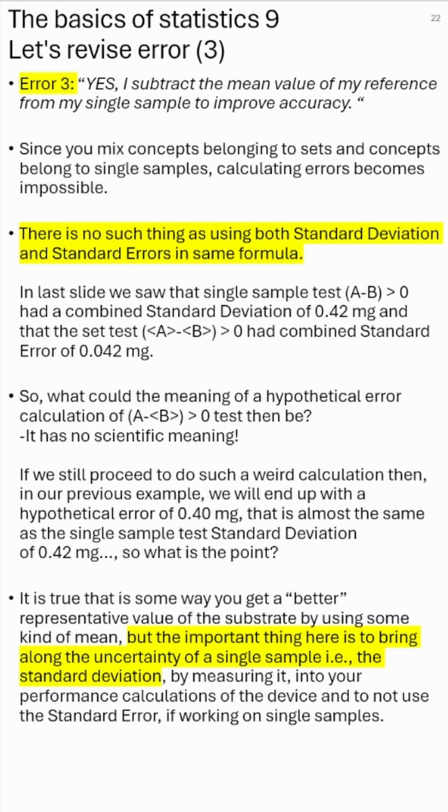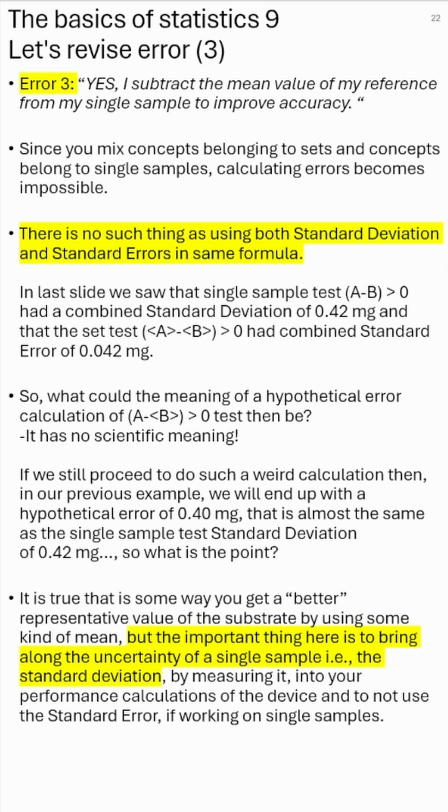The basics of statistics 9. So let's revise the deadly error 3. You remember it was this thing where I subtract the mean value of my reference from my single sample test to improve accuracy. We understood earlier that the issue here is that we're mixing concepts from single samples that we're measuring with multi-sample data sets like mean values. And the problem is that calculating the errors becomes impossible. There is no such thing as using both standard deviation and standard error in the same formula, right? I mean, what would it mean?